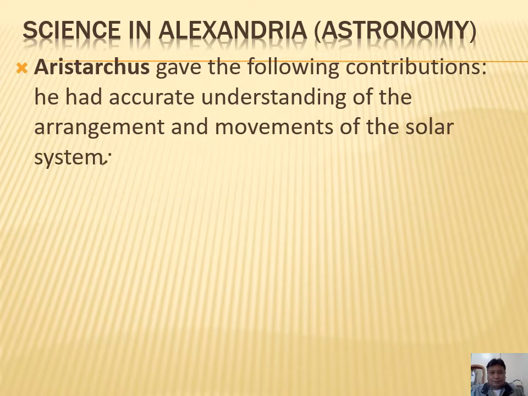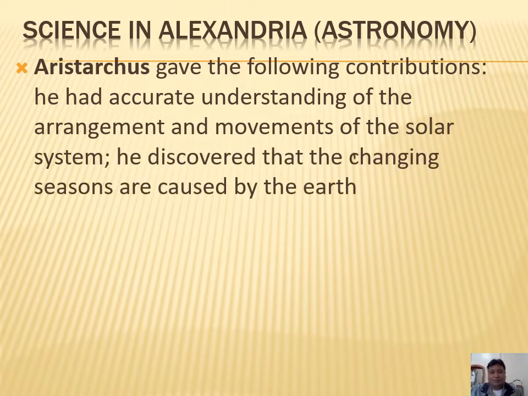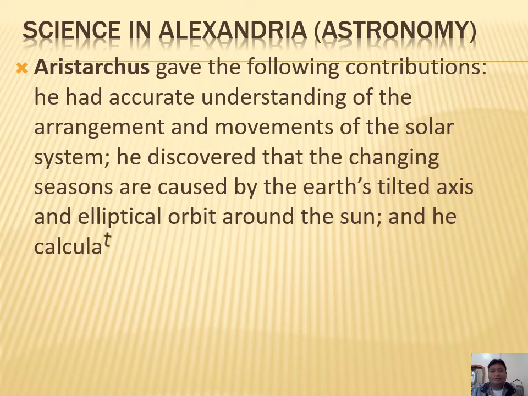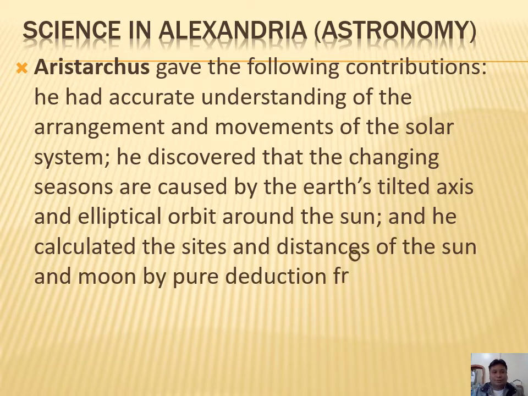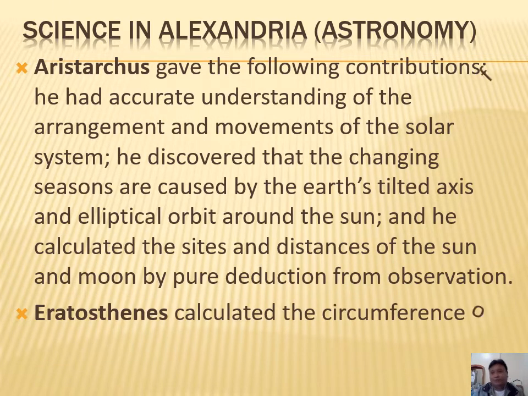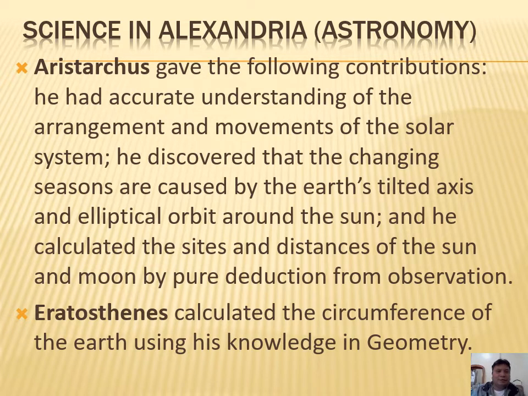So in Alexandria, astronomy, science in Alexandria. The next one is Aristarchus. He gave the following contributions to science. He had an accurate understanding of the arrangement and movements of the solar system. He discovered that the changing seasons are caused by the Earth's tilted axis. That is why, class, you notice that we have four seasons.